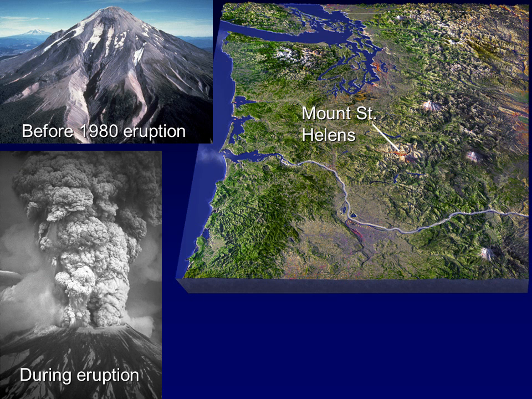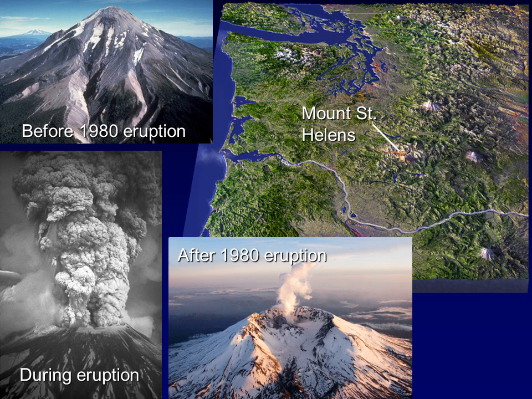During the eruption, what do you notice? Some things are very different here, right? Here's the top of our mountain. It has been basically pulverized and turned into ash and erupted up into the air. So you see lots of ash erupting into the atmosphere, and the top of the mountain is completely gone.